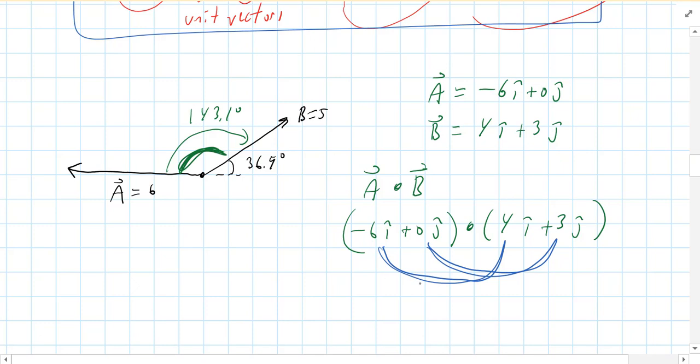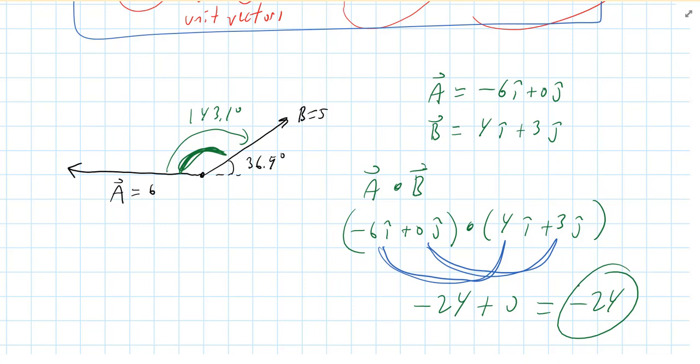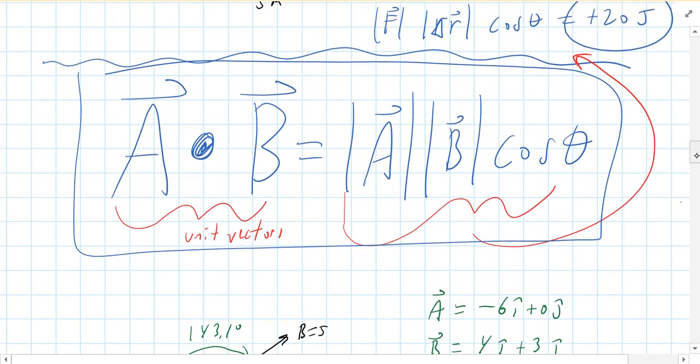So we do negative 6 times 4, and you get negative 24, and then plus 0 times 3 is 0, and your answer is negative 24. So that's the dot product. Now, there's no vector on that. It's a scalar, not a vector. It's just a measure of how parallel, or in this case anti-parallel, the two vectors are. Now, that was the left side of the equation.